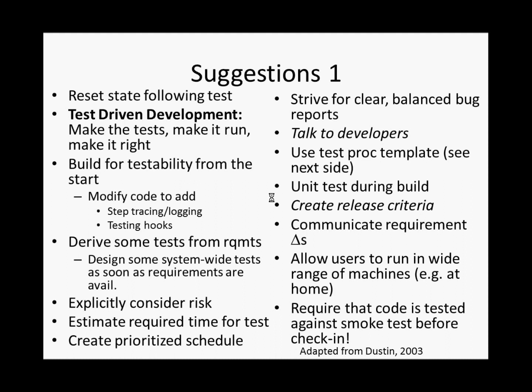For larger sort of industrial strength projects, typically unit tests can't all be executed during the build. There's too many of them. Create release criteria. What are the criteria by which you'll judge that this is ready to go? That's a very important thing for a lot of projects. Is this really shippable? Well, how many priority 1, priority 2 bugs are associated with it?